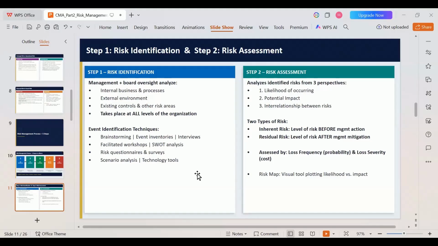Then comes risk questionnaires and surveys. What happens in risk questionnaires and surveys? Here, you will be preparing various questions that a company has with respect to its risk exposure. Then this questionnaire will be circulated to internal parties and external parties, external stakeholders and internal stakeholders, and you will collect a survey from them. So what is the risk of the company?